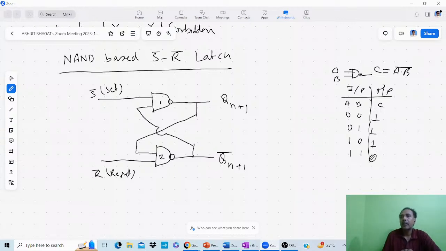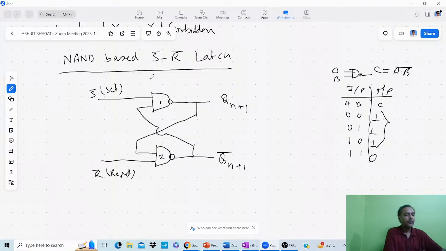Here 0. Now you can see in this truth table, when one of the inputs is 0, then your output is 1. In case of A and B, any one input is 0, then your output is 1. Otherwise, it will be 0. Now, we discuss the truth table for NAND based SR latch.